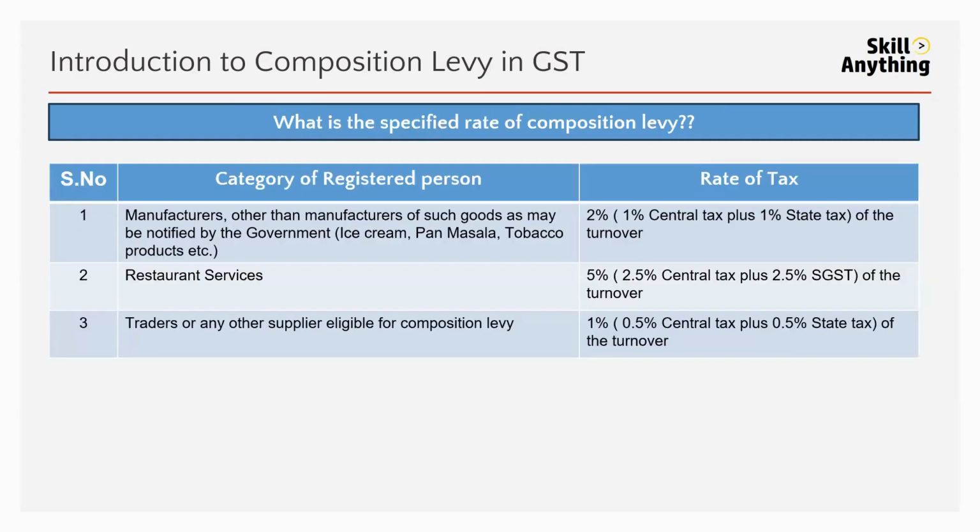Specified rate of composition levy. There is a category of manufacturers, other than manufacturers of such goods as notified by the government, like ice cream, pan masala, tobacco products, etc. Their rate of GST is 2%, 1% for CGST and 1% for SGST of the turnover. They have to pay on the turnover, not on every product. If their turnover is 1.5 crore, then they have to pay tax of 2% on 1.5 crore.